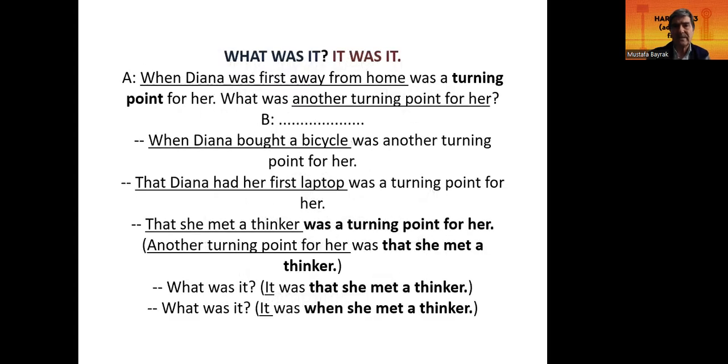Okay, what was it? It was, yes, this is a little bit confusing, but it isn't difficult. Yes, all this part is the subject, okay? So what was it? It was it. It, when Diana was first away from home, was a turning point for her, okay? Yes, so it was a turning point for her. What is it here? When Diana, when is the conjunction here, as you see, it doesn't say, for example, when was Diana, okay? Not a question word. When Diana was first away from home was a turning point for her.